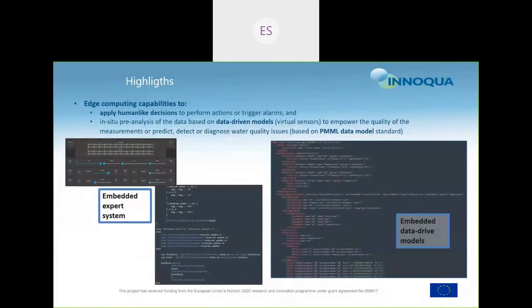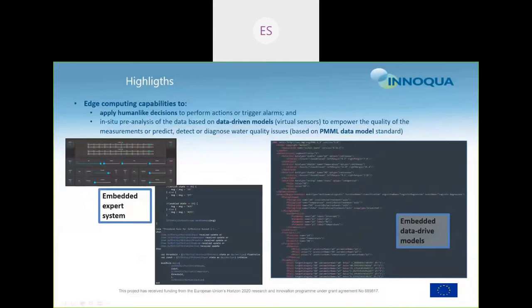About the edge computing capabilities, we have provided a system to apply human-like decisions. This system has integrated a rules engine that allows to trigger actions and alarms, for example, to avoid the collapse of the living organisms due to high values of temperature or pH.